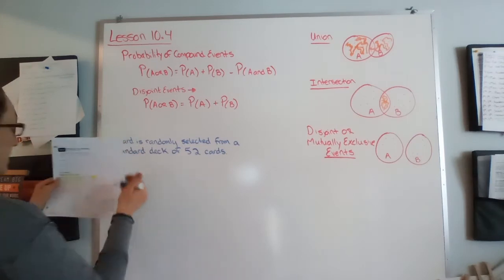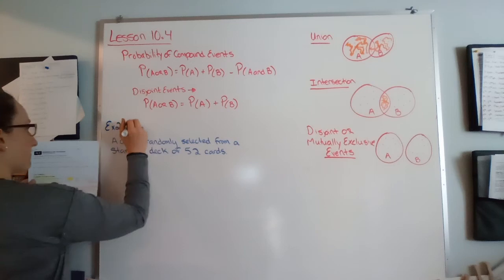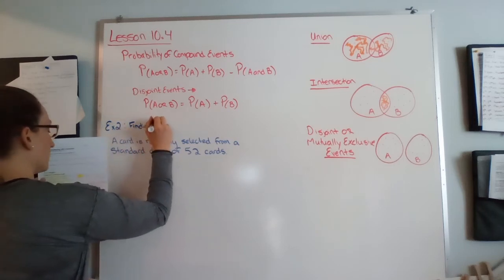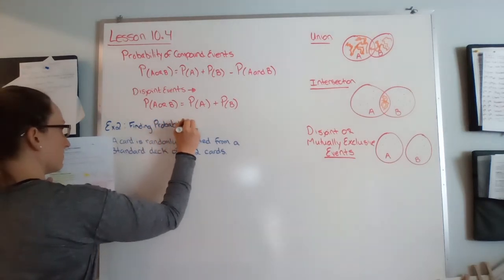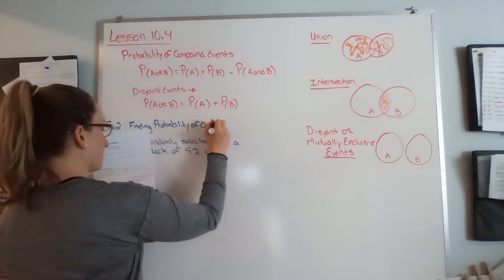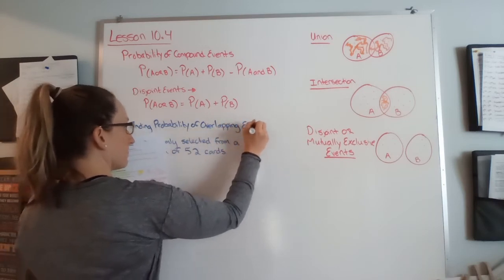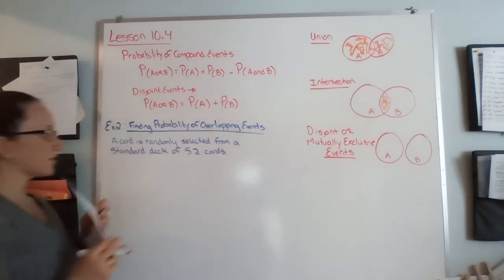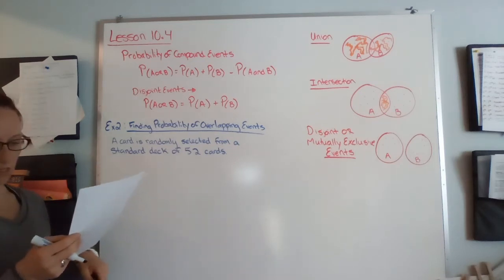All right, so for the second example today, we're going to look at finding the probability of overlapping events. Some of the directions are the same, which is why I tried not to erase it. So a card is randomly selected from a standard deck of 52 cards is how this problem begins.